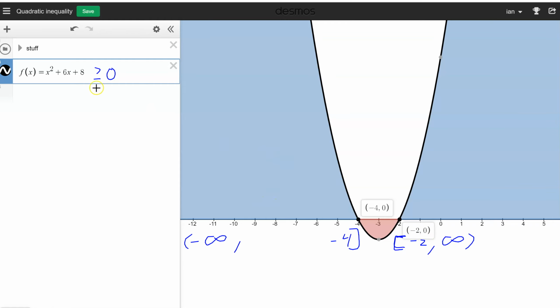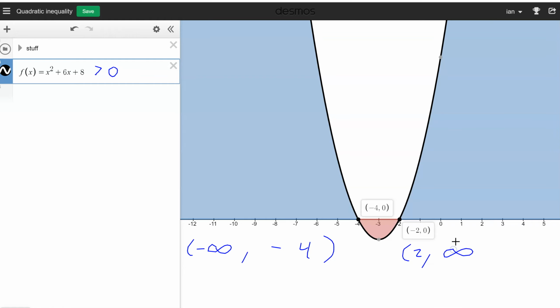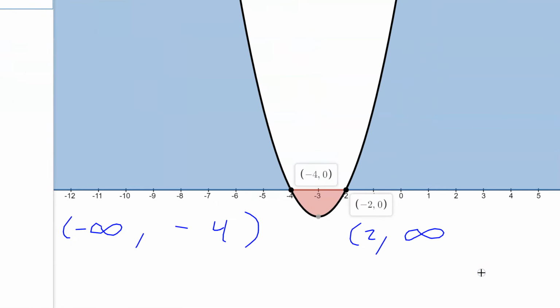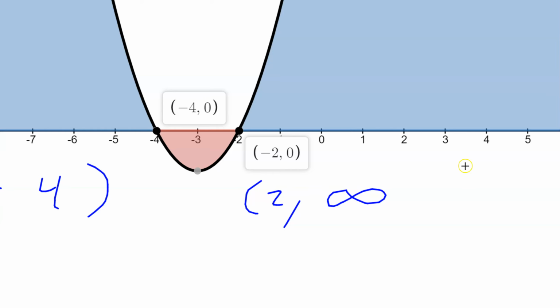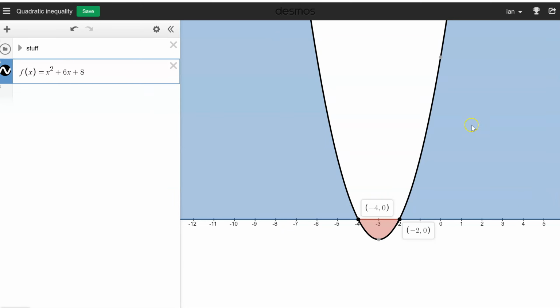And now if I had made this just plain old greater than 0, then it would be from negative infinity to negative 4 parenthesis and negative 2 to infinity parenthesis. So it's just the regions that are greater than and less than. That's all we're looking for.